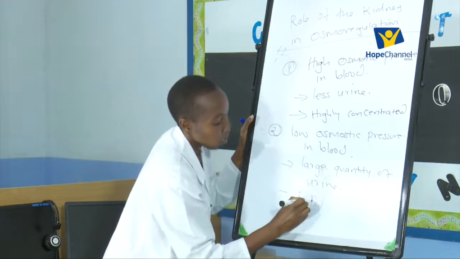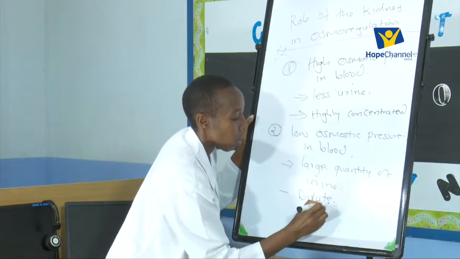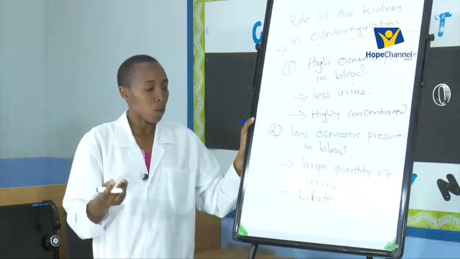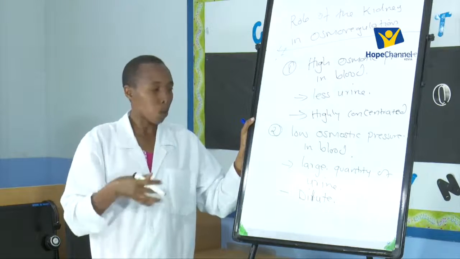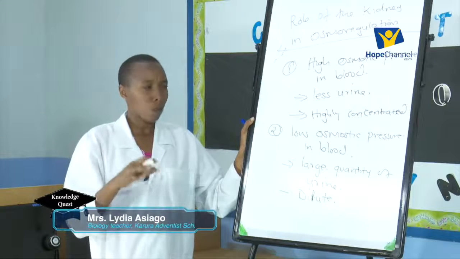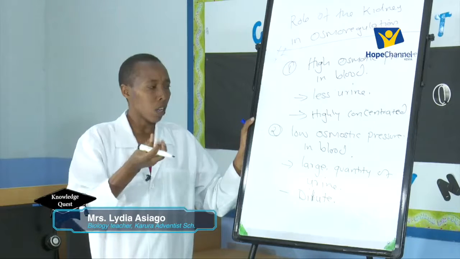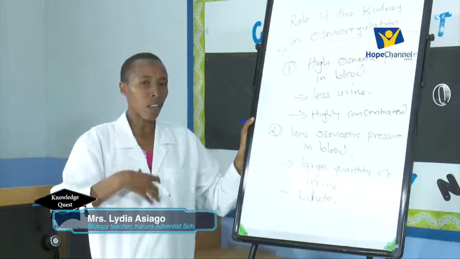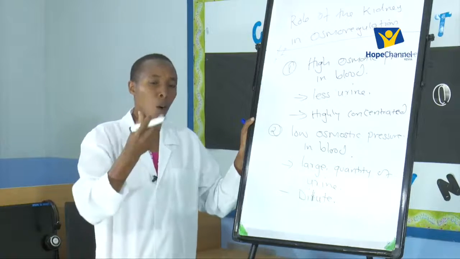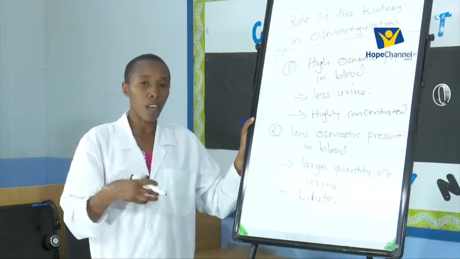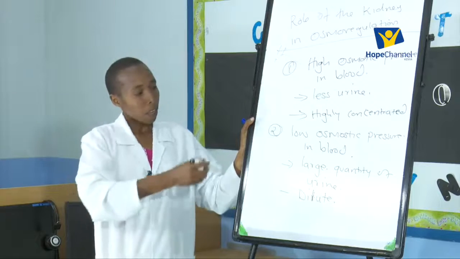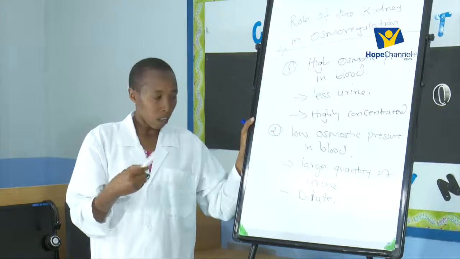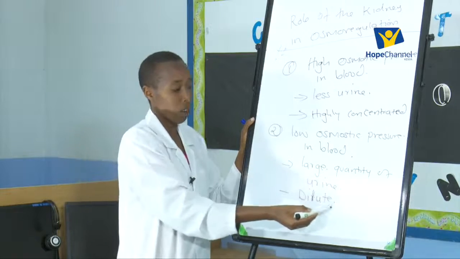The urine is dilute. Why is it dilute? Of course, it has a lot of water, and that water is the one that dilutes. When you have a solution, it consists of a solvent and a solute. So when you have more solute, it means that solution is concentrated. When you have more solvent, it means that solution is dilute. And that's why I'm saying that when you are passing out large quantities of urine, it means there is a lot of water in that urine, and that's why we are saying it is dilute.